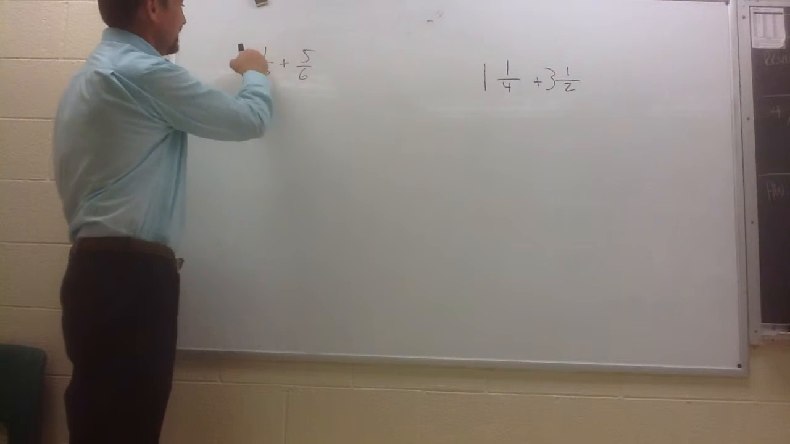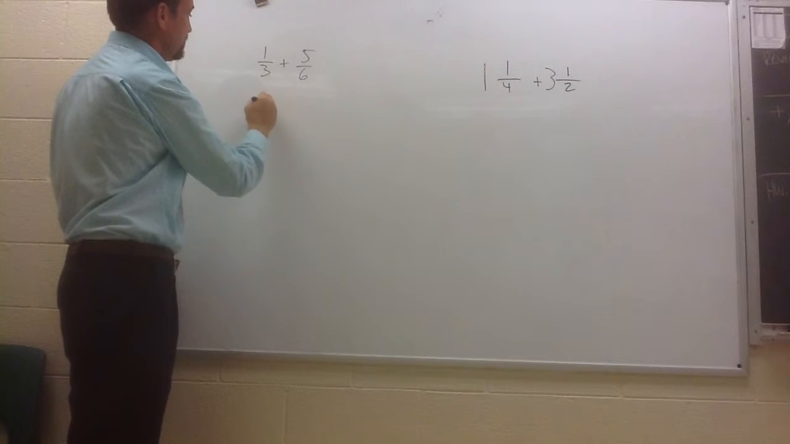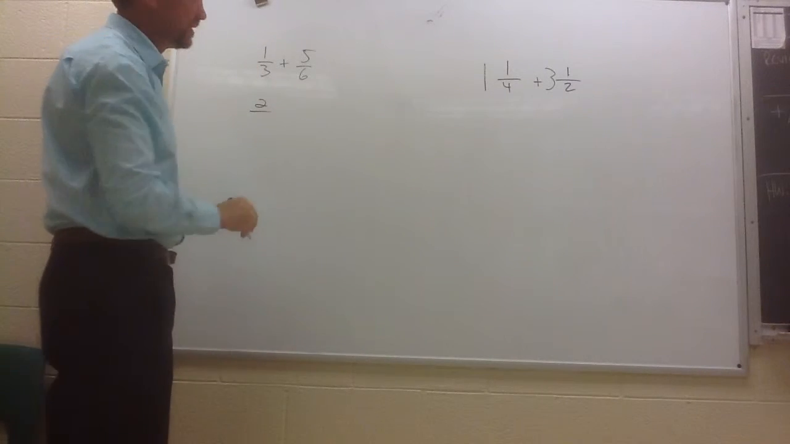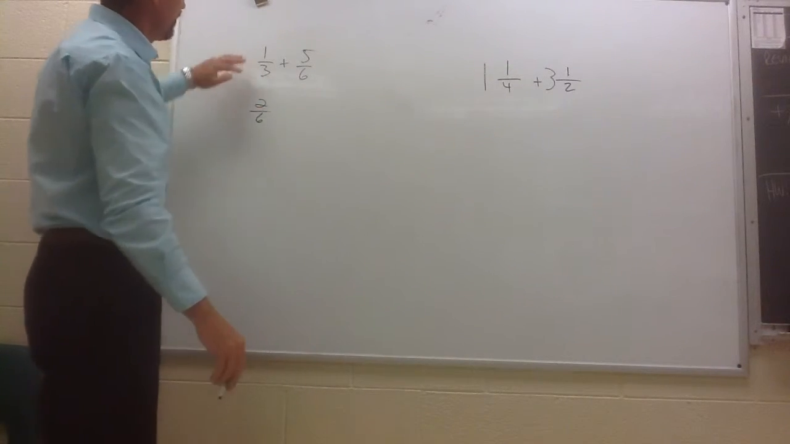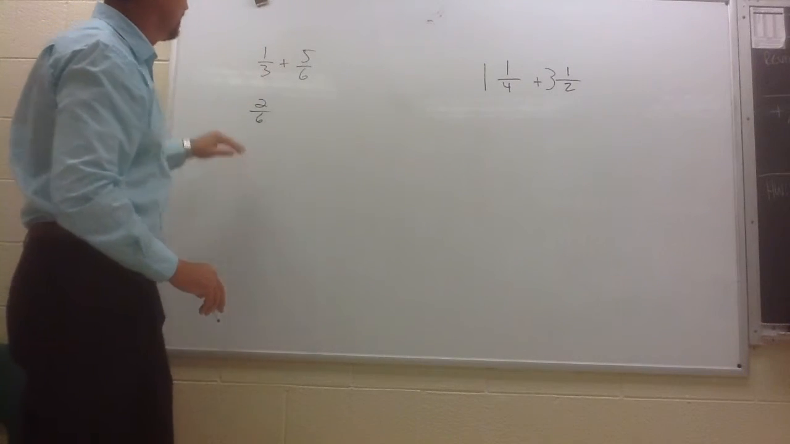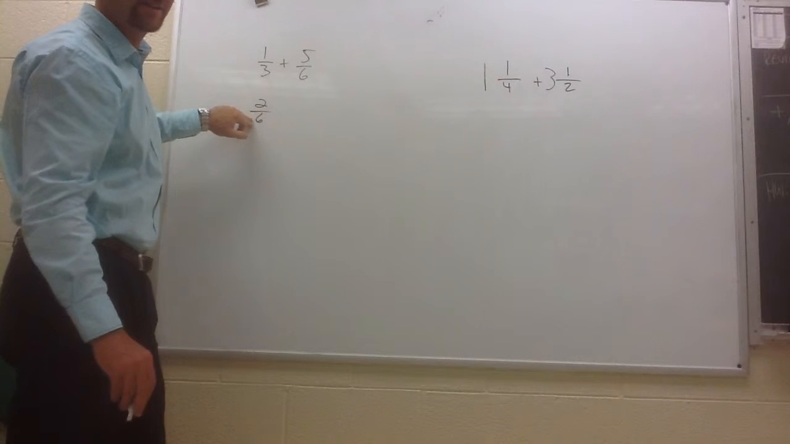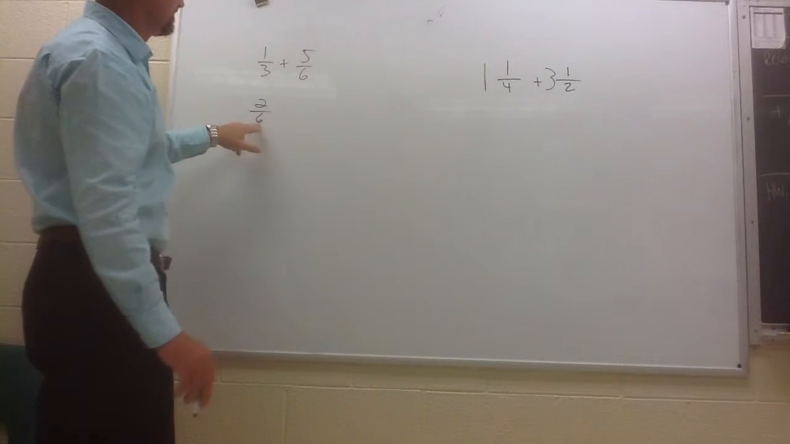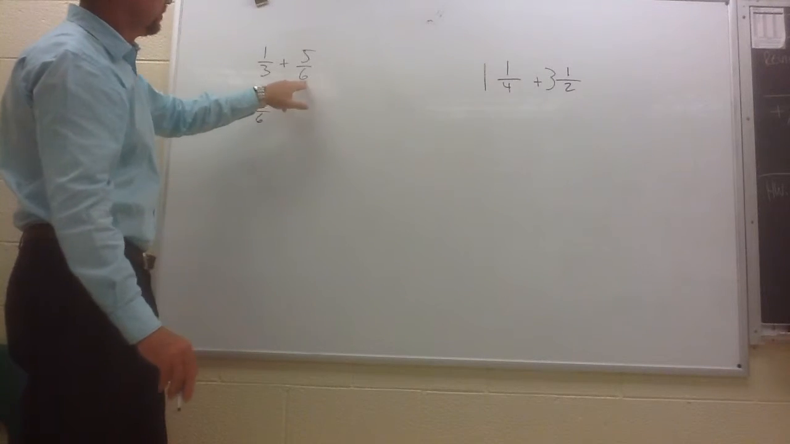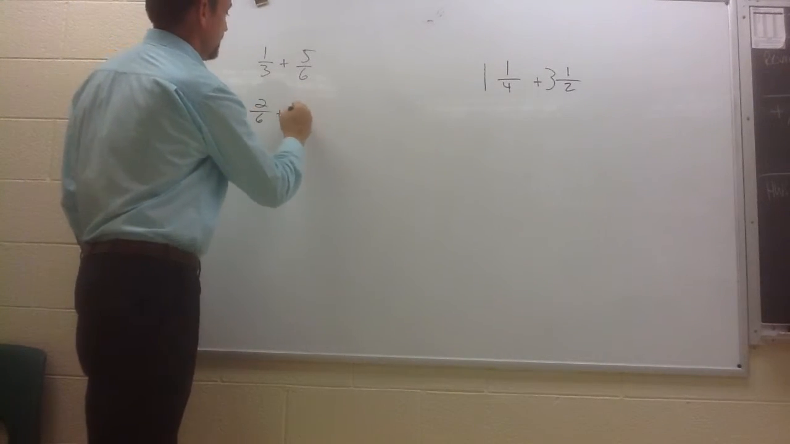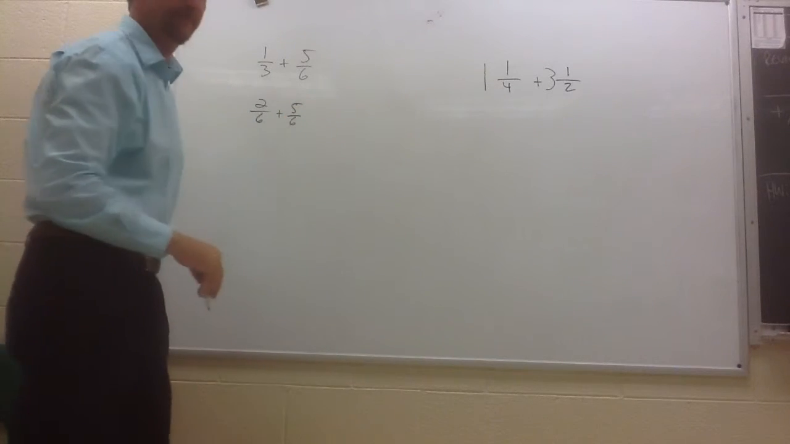So if I multiply this number by 2, 1 times 2 is 2. And multiply this guy by 2, 3 times 2 is 6. My 1/3, I've changed into the equivalent fraction of 2/6. 2/6 has the exact same value as 1/3, only it has a denominator of 6, which is going to help me out because now I can add 2/6 plus 5/6.